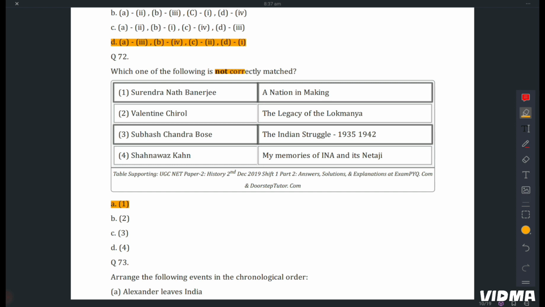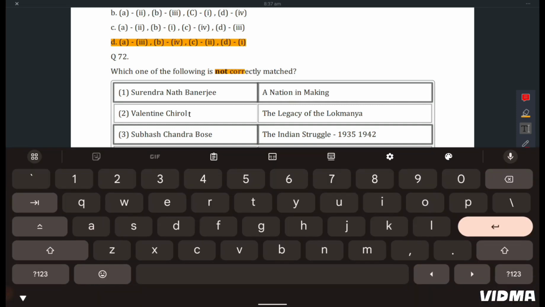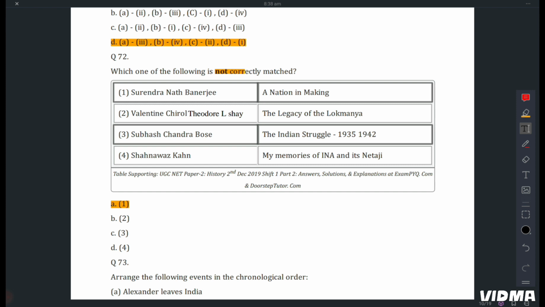It is by Theodore L. Shay. Okay, The Legacy of Lokmanya.